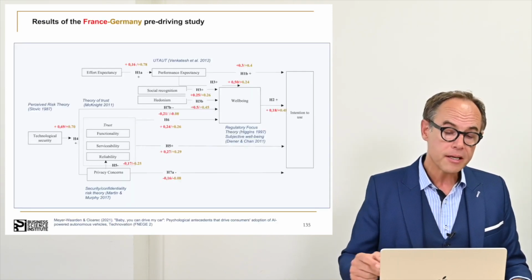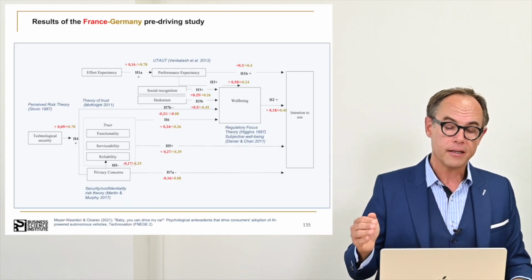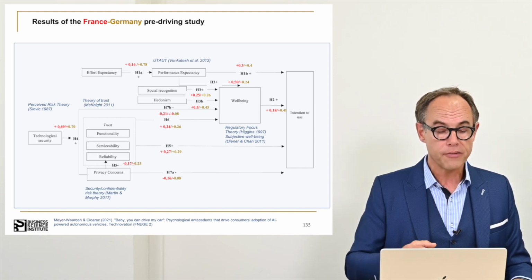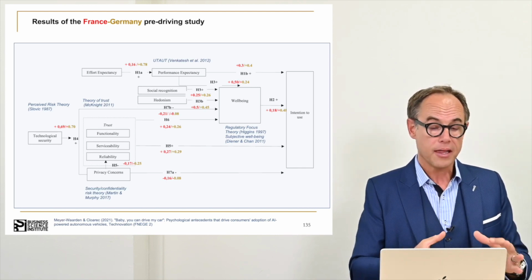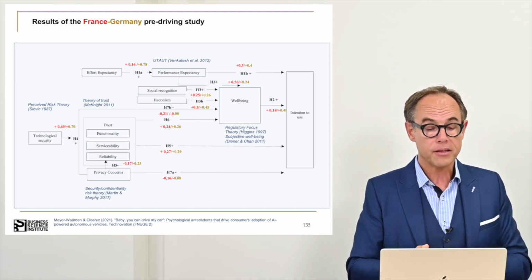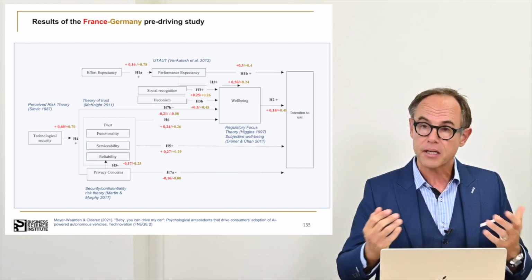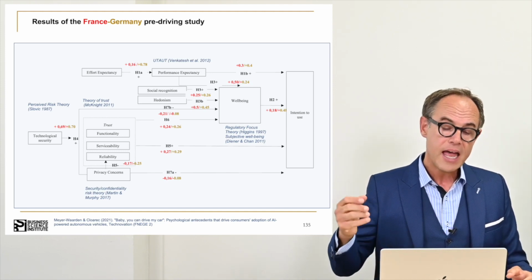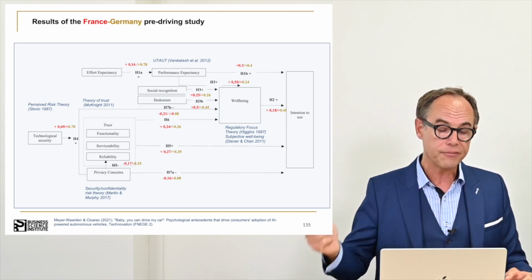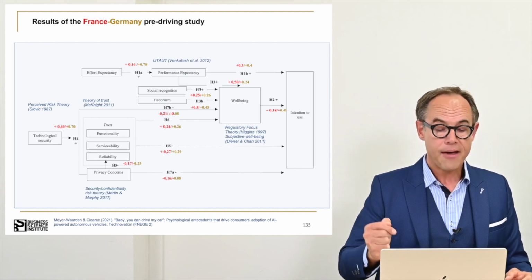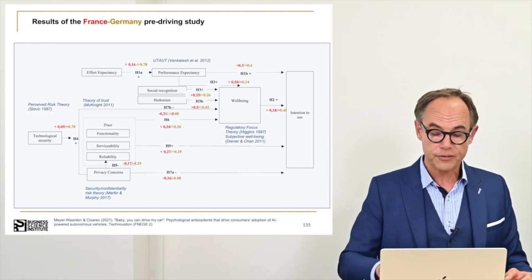Perhaps this is interesting. Before driving, after driving an autonomous car, we see here there are actually differences. The coefficients at level 3 are quite stable. So effort expectancy, performance expectancy, the typical UT variables have a positive impact before driving and after driving. Also, the typical privacy concerns or risks have a negative effect before and after driving.